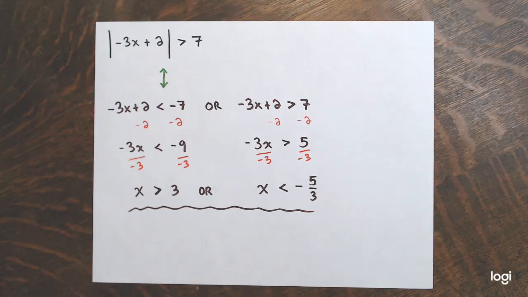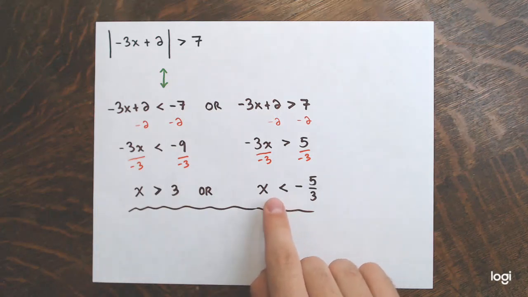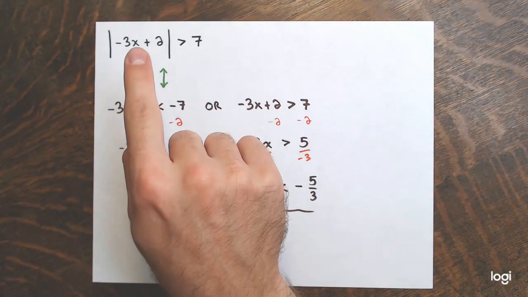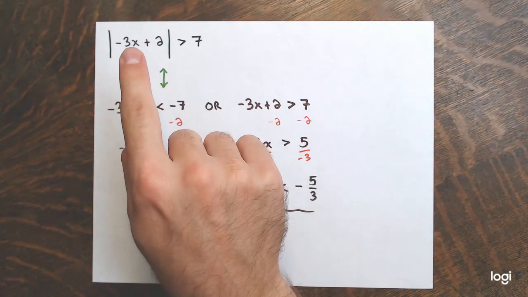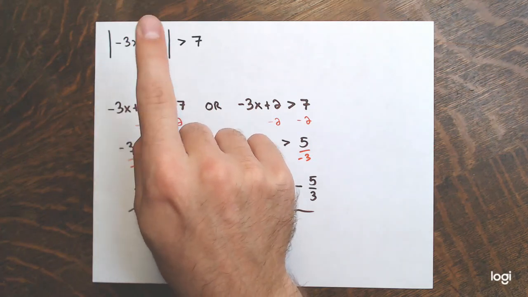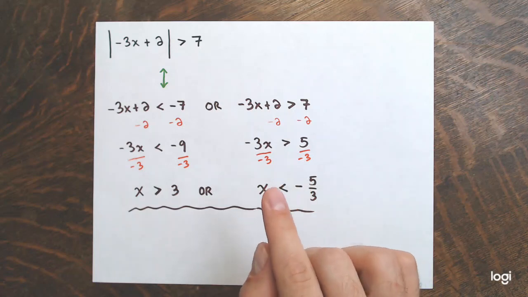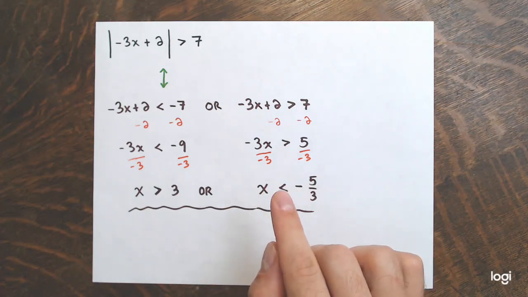How about negative 3? All right. I'll take a number less than negative 5/3. Negative 3 for x. Well, negative 3 times negative 3 will be positive 9. 9 plus 2 is 11. The absolute value of 11 is 11. Is 11 greater than 7? Yeah, it looks like this also represents good solutions.